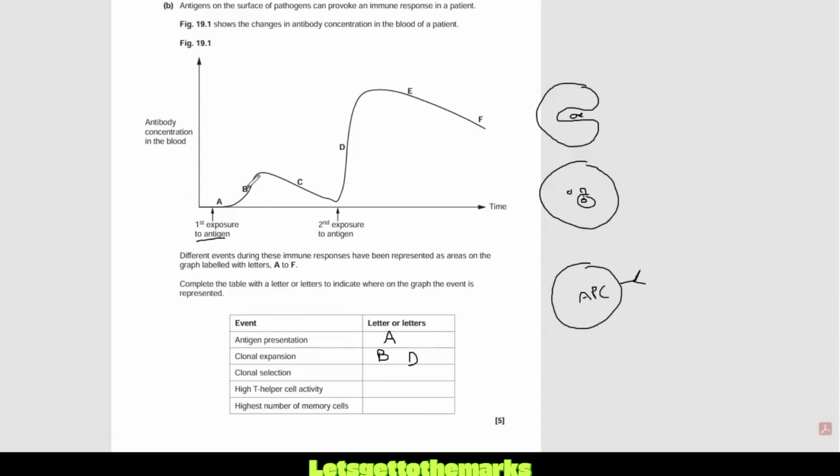Now, clonal selection, where is it that the clone is selected? Obviously, various different T helper cells come along and they might have the wrong shape. That's no good. So this is like our THCs. Eventually, you're going to get the right T helper cell. It should be more of a triangle.